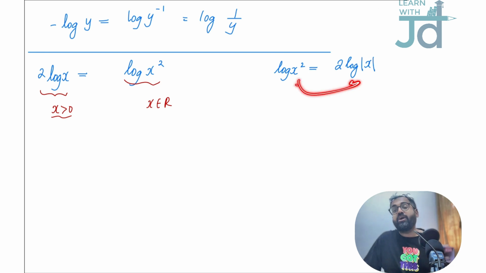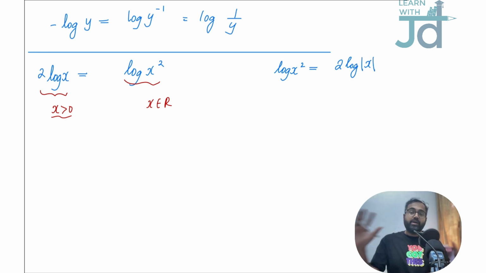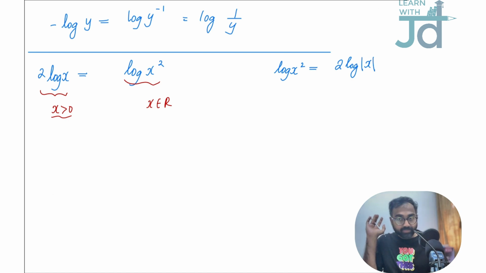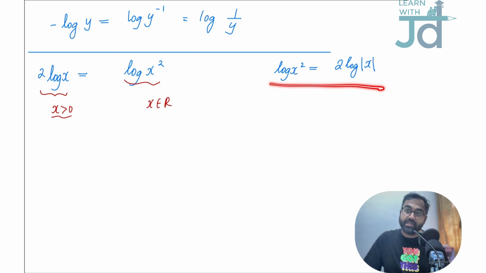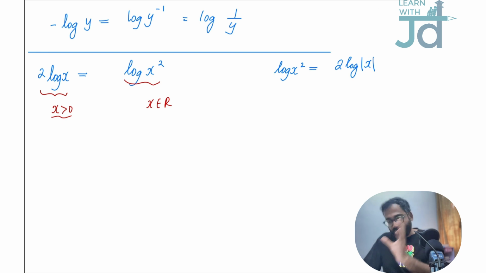So log x square, always write as 2 log mod x. Otherwise, they will give you a hint somewhere that x is positive. If x is positive, then you can directly write log x square as 2 log x. But actually speaking, log x square is 2 log mod x, and if x is positive, mod x is x. Done. Understood? I'll do that in the questions. Don't worry, in future you will get practice.